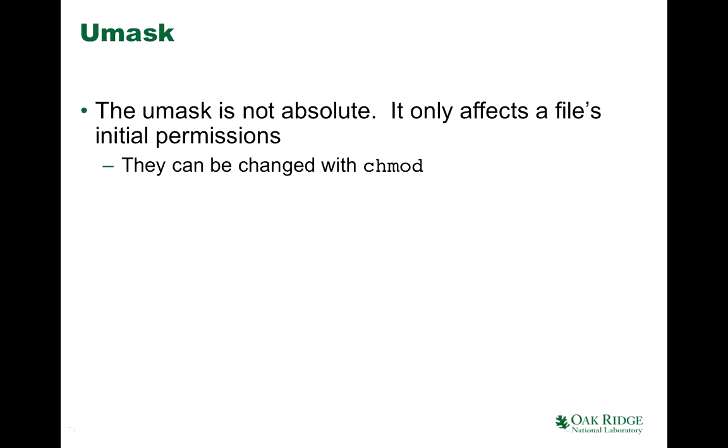The UMask is not an absolute setting. What that means is it affects the initial permissions for a file. You can change those with chmod. So if you have a UMask of 077 that will block out everything for group and other, you can then go back in and grant those entities permission with the chmod command.